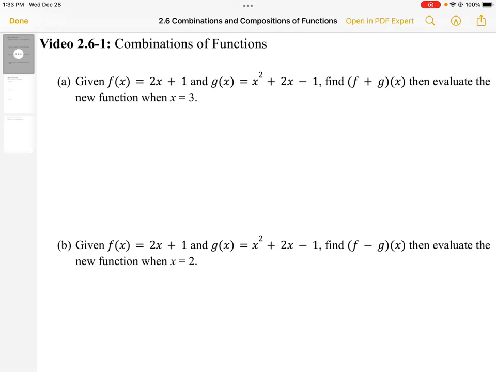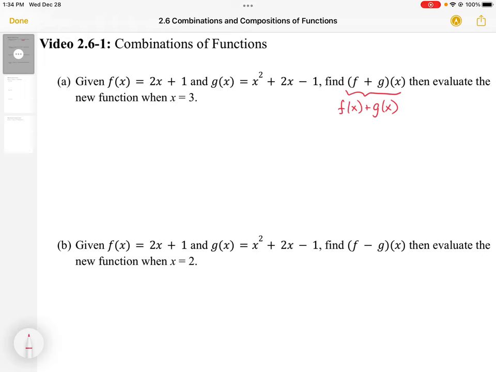In A, we have f of x is equal to 2x plus 1, and g of x is equal to x squared plus 2x minus 1. Find (f plus g) of x. Then evaluate the new function when x is equal to 3. So this notation right here is the same as saying find f of x plus g of x.